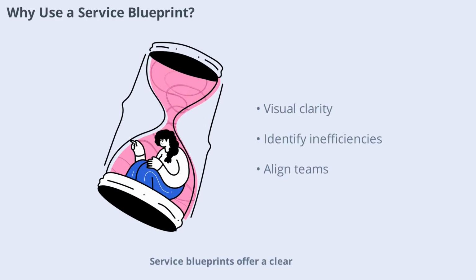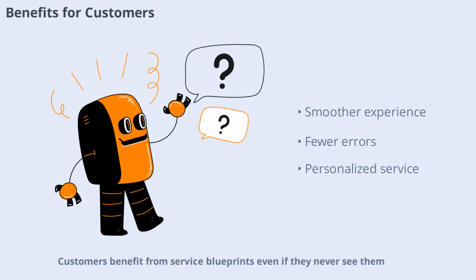Service blueprints offer a clear visual way to understand and improve service delivery. They help teams see the big picture, spot inefficiencies, and align everyone around a common goal. Whether you're launching a new service or refining an existing one, a blueprint makes it easier to communicate ideas and drive change. It's a powerful tool for anyone involved in service design, from managers to frontline staff. Customers benefit from service blueprints even if they never see them.